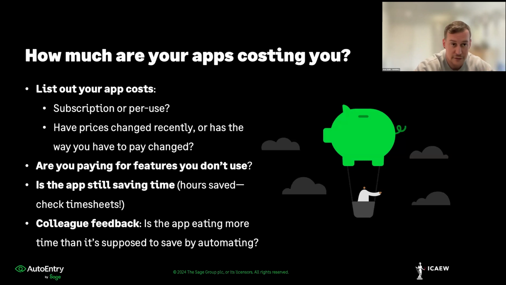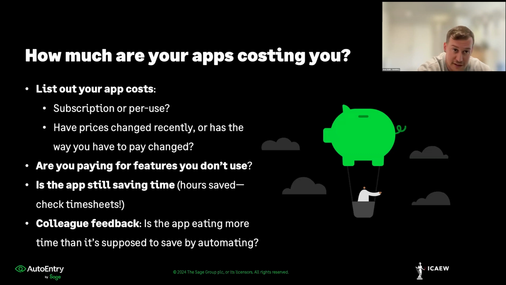So in your discovery phase, when you're looking at picking your apps, you want to look at the pricing structure they have. We're calling out here subscription, per use, or per user pricing structures. You probably want to have a look at whether the pricing has changed recently, or whether the way that you pay has changed recently. So just do your due diligence on that pricing structure. Technically, I'd recommend doing that regularly anyway, but certainly when you initially engage with an app, it's good to understand that.